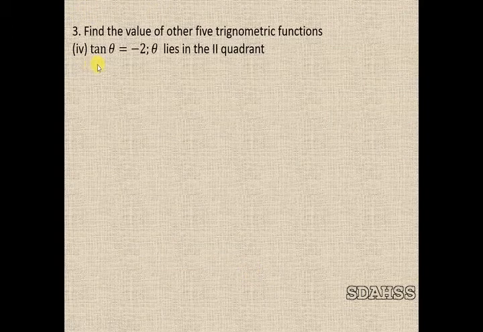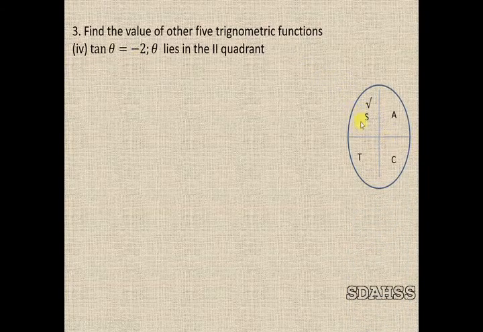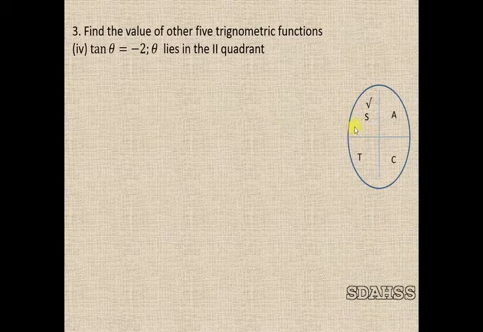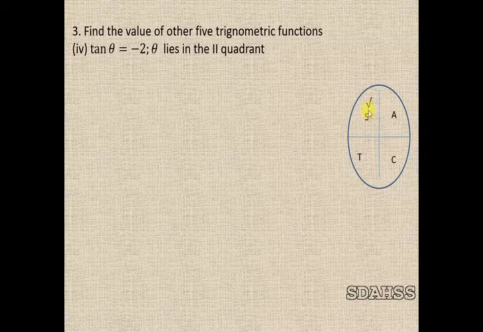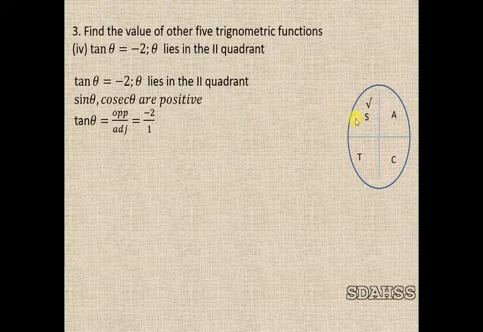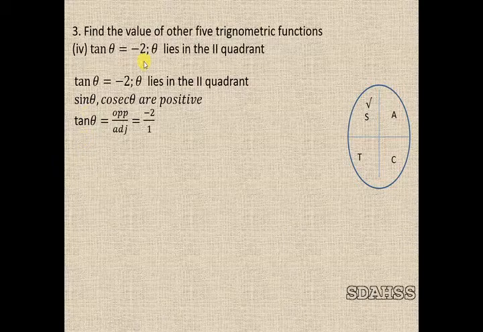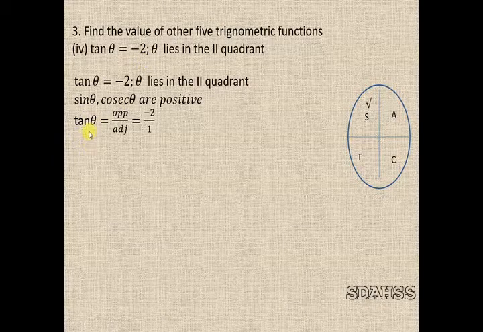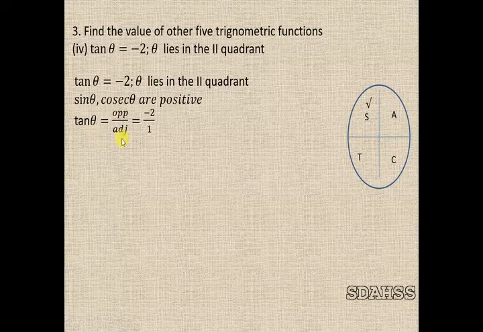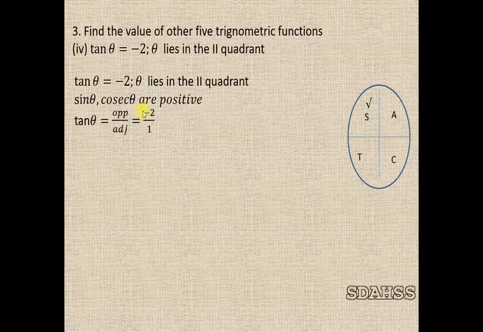Subdivision 4. Tan theta is equal to minus 2. Theta lies in the second quadrant. In the second quadrant, sin theta and cosecant theta are positive. But in the question, tan theta is equal to minus 2. We know that tan theta is equal to opposite by adjacent. Here the opposite side is 2 and the adjacent side is 1.